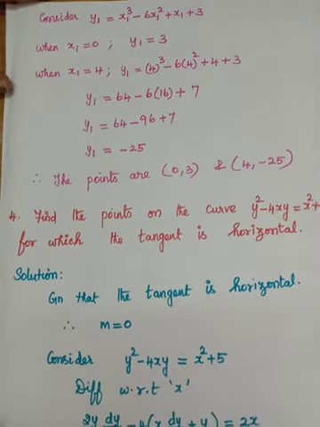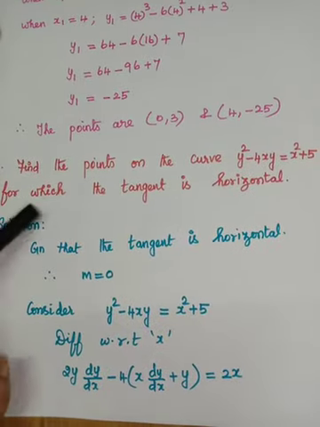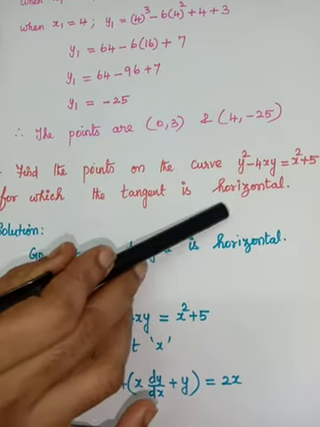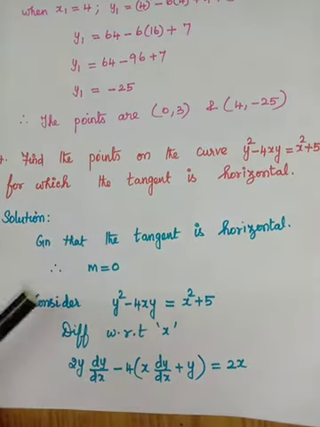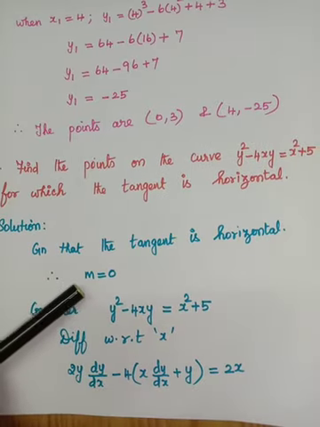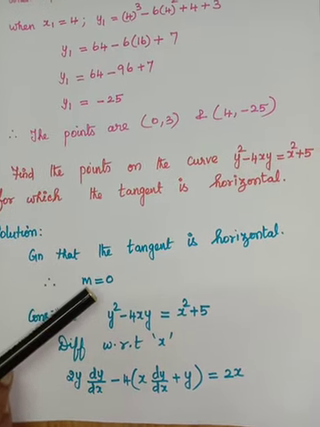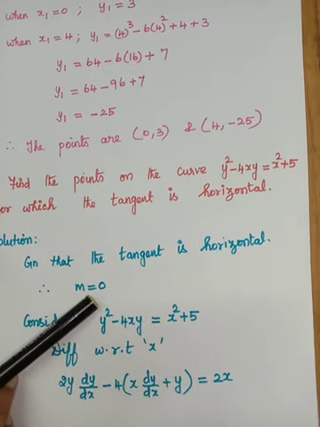Okay, come to the fourth problem. Find the points on the curve for which the tangent is horizontal. Okay, so see that the tangent is horizontal. If the tangent is horizontal, the slope is 0. So the tangent is horizontal means m is equal to 0.